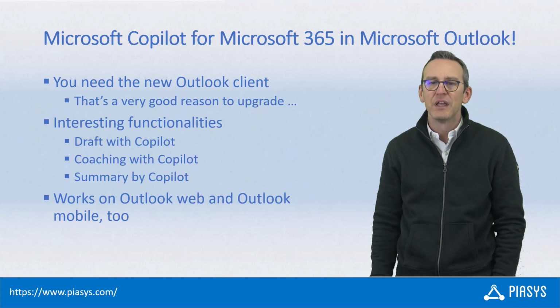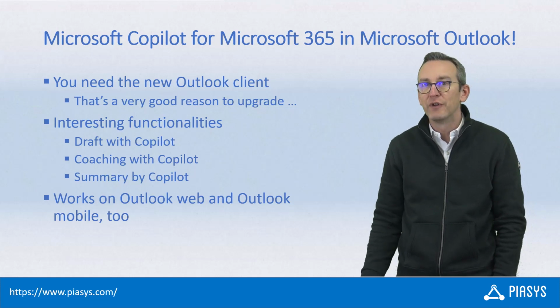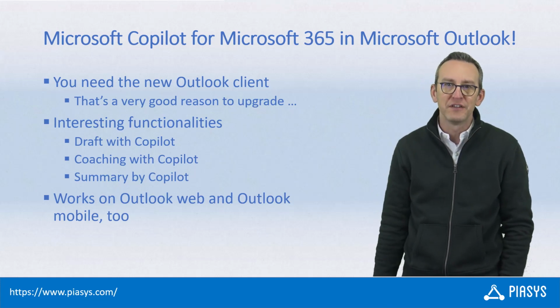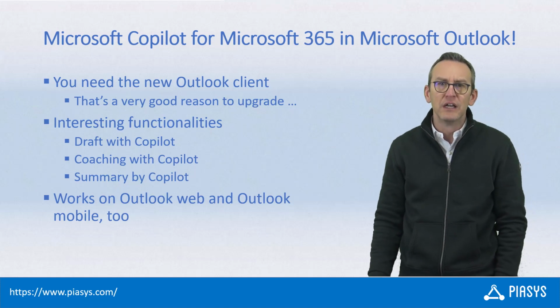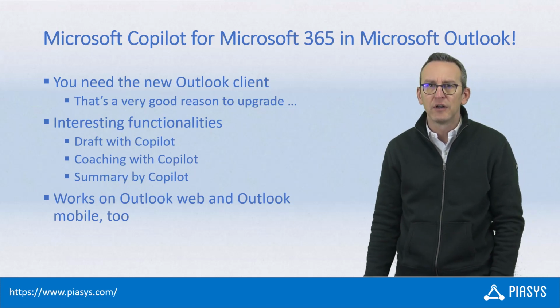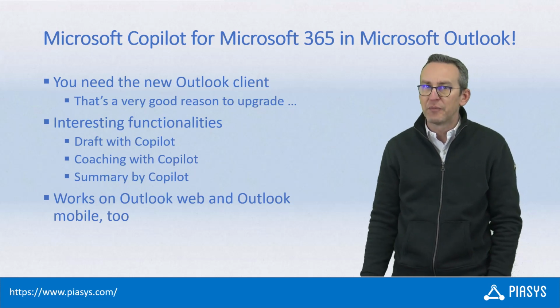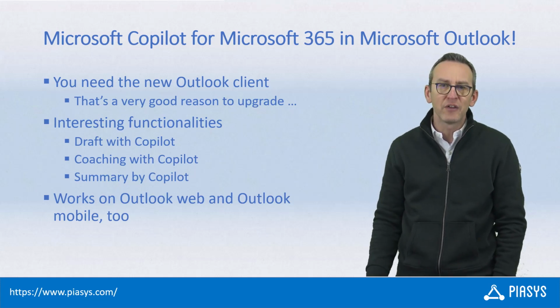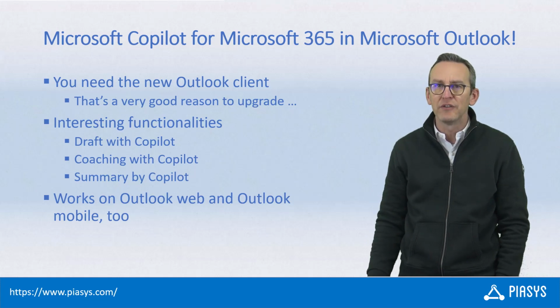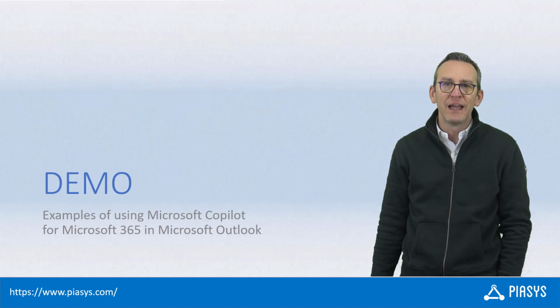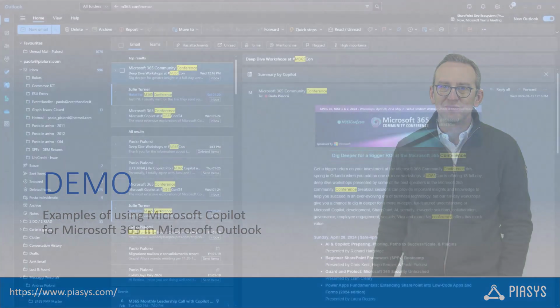Once you have it, you can benefit from the draft with Copilot while writing emails. You can use the coaching with Copilot to improve the quality of the text in your emails, as well as leverage the summary by Copilot to summarize the content of long email threads. You can do that in the desktop experience, as well as in the web experience and in the mobile experience of Outlook. So, like always, let's move to the demo environment and let's see Copilot in action.